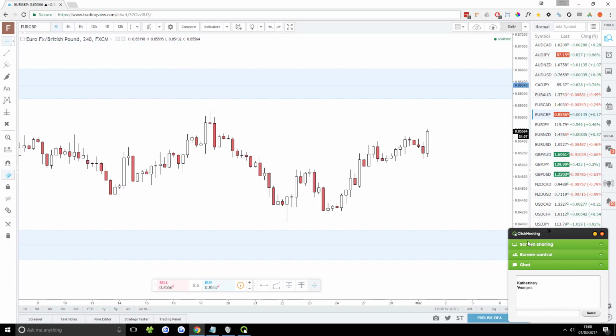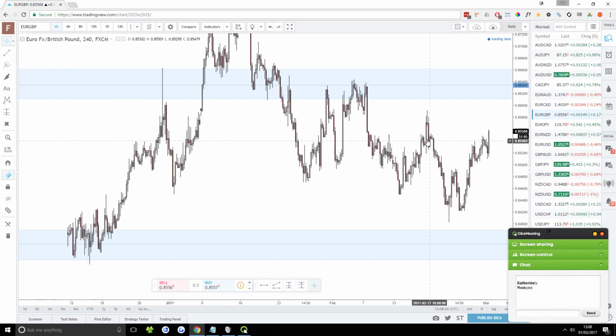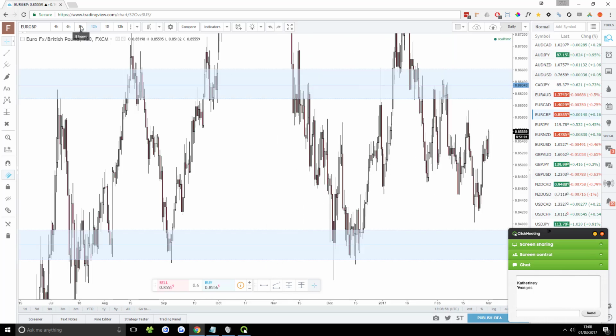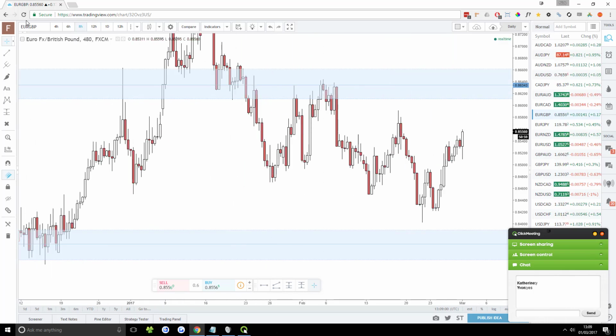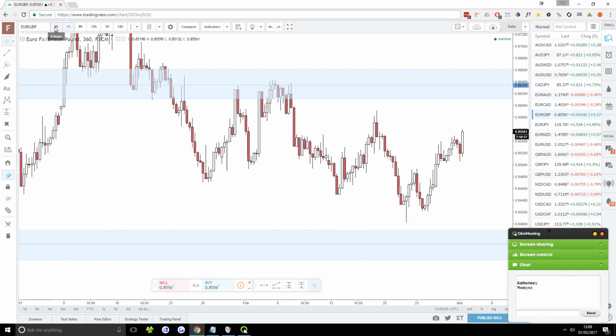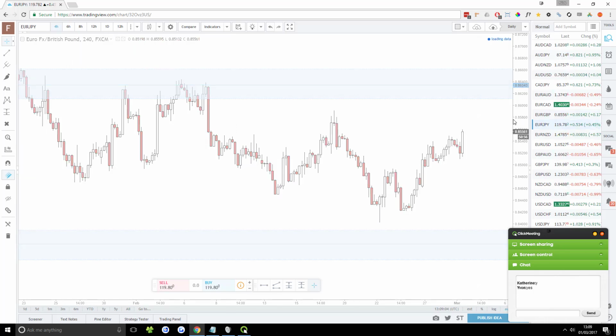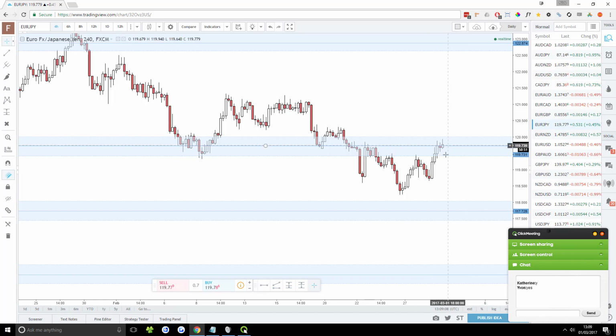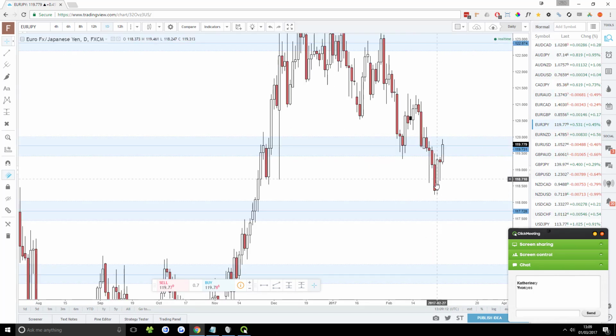EURJPY, in between two support resistance areas. Not much going on today, is there? Well, maybe I should wait until we go through everything. Ooh, okay. I definitely did speak too soon. This looks interesting. Let's pop up to a higher time frame.